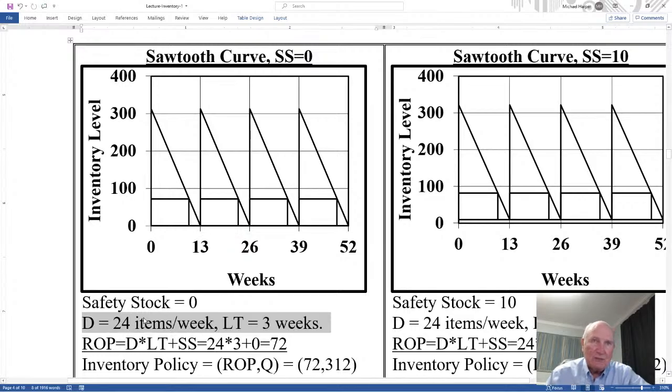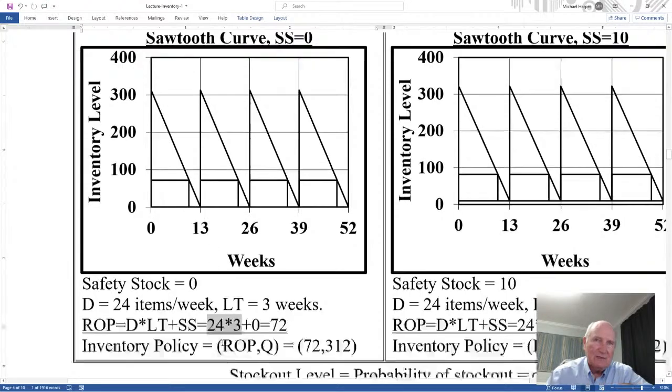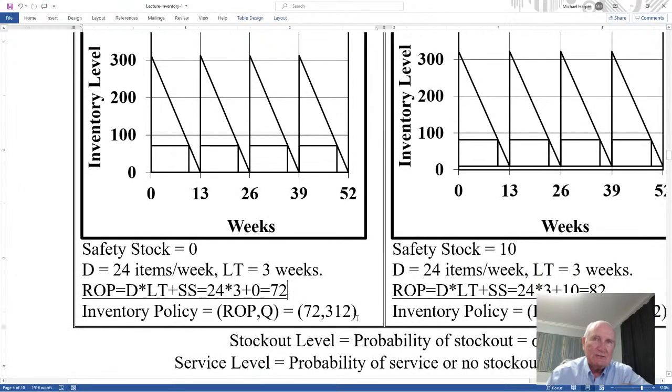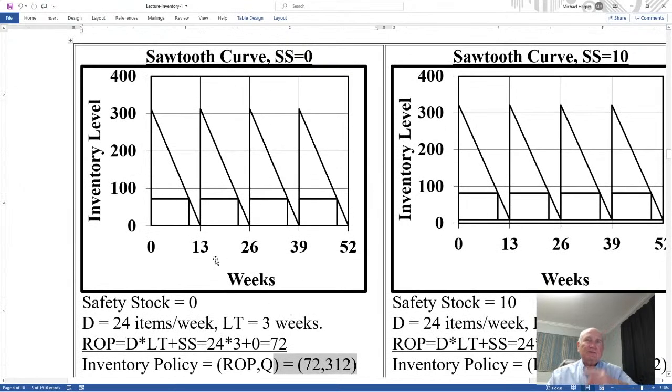Because from 12 to 13, the 24 goes away, it goes to 0. If I come back 2 weeks, 13, 12, 11, it goes up to 24, 48. If I come back 3 weeks, it goes up to 72. And that's why it's 24 times my lead time, because that tells me how much inventory is going to go away in 3 weeks. Then I add my safety stock to get 72. So there's my 72, 312. It's just like backward scheduling is all it is.